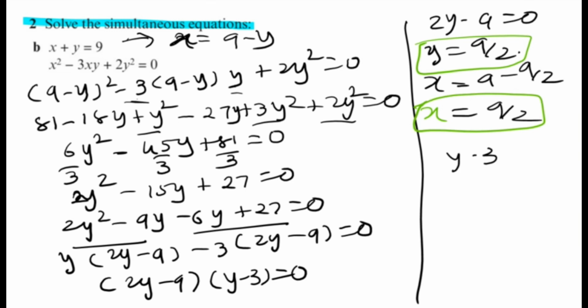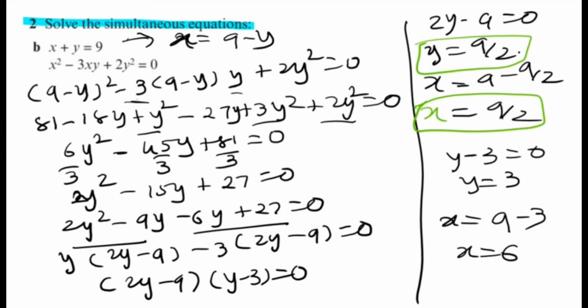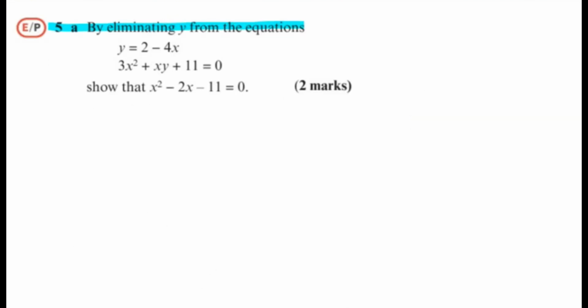Y minus 3 equal to 0, so y is equal to 3. When you substitute here 9 minus 3, so x is equal to 6. So for this solution we are getting y is equal to 3 and x is equal to 6. So we are getting two values of x and two values of y because it's a quadratic equation.